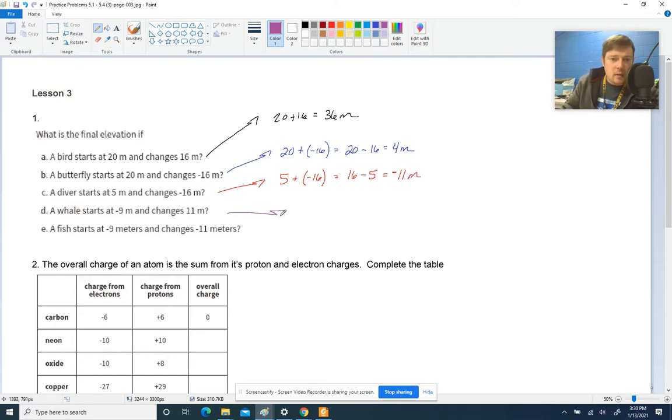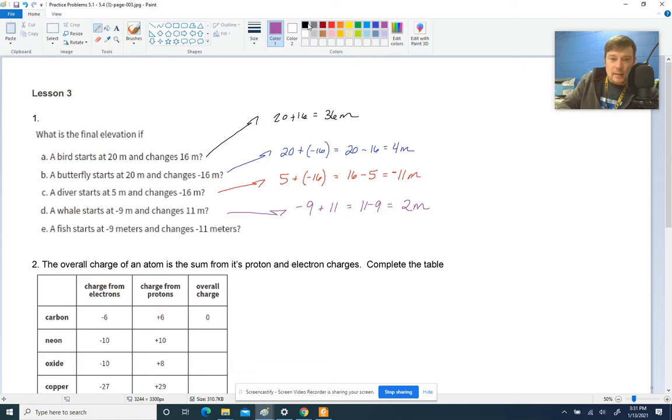All right, the next one says a whale starts at negative 9, so it's 9 meters below, and then it's coming up to the surface for like a jump to get a blow of air. So it rises up 11, and it rises up enough to get up above the water. And since the signs are different here, one's negative and one's positive, we can subtract to find the difference of how far above the water it goes, and it gets 2 meters above. So it's positive 2 meters.